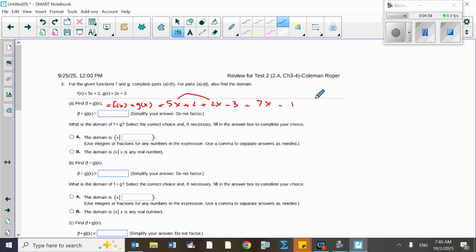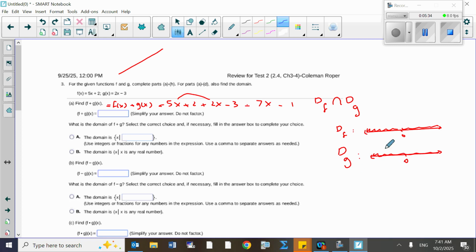Domain of f plus g is basically domain of f intersection with domain of g. So you need to find domain of each of them and find what they have in common. Well, domain of f is just negative infinity to infinity because this is a simple linear function. So for f, I'm going to show a number line. It's everything, negative infinity to infinity. g also the same. This is also another linear function. So that's also negative infinity to infinity.